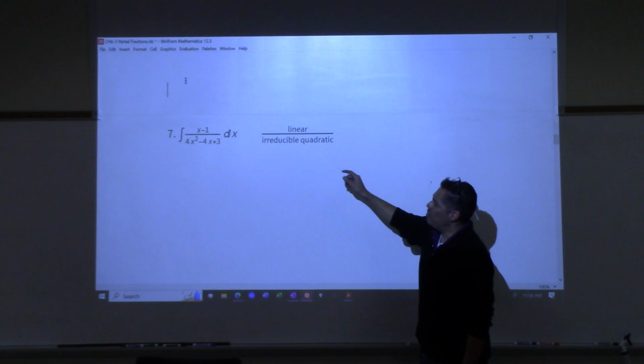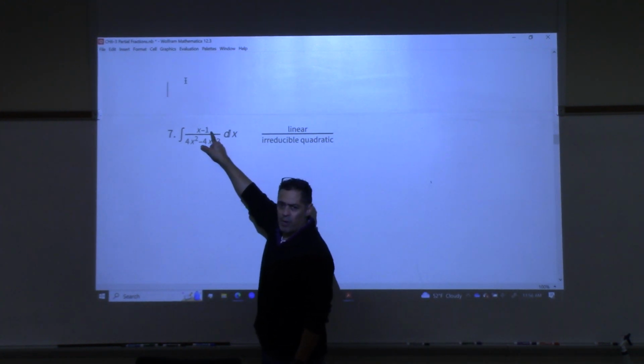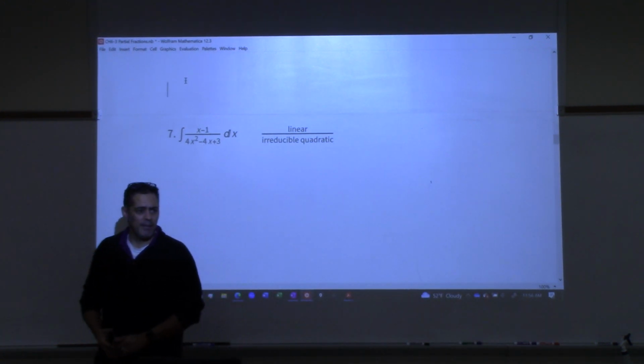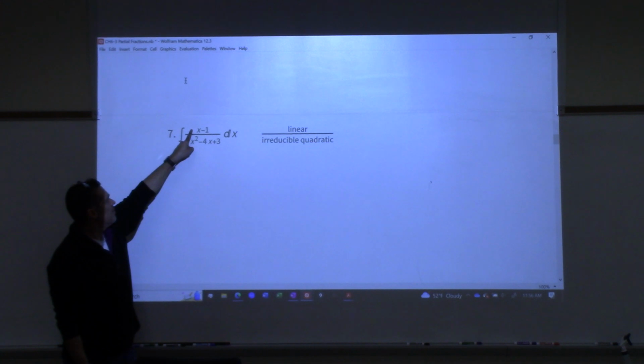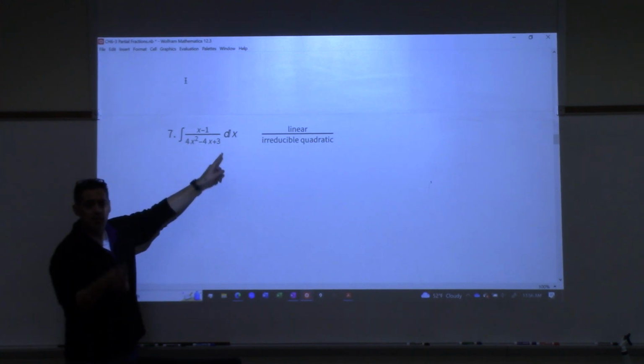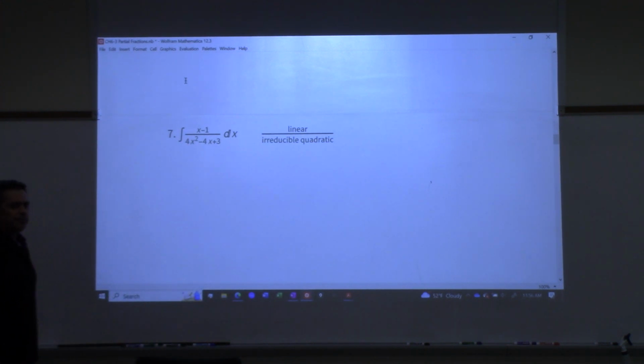Here, the numerator is no longer a constant. The numerator is a linear expression in x, right? And the denominator is a quadratic that is irreducible. So I've got a linear on top, and this can't be factored. Was there a question? Would you split them up?